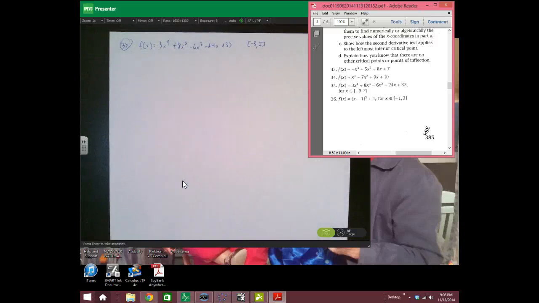Okay, so here's 35 from the worksheet. The difference with this one, and there's two things. One is it's a much higher power, or not much higher. It's the fourth power function, still a polynomial though, and you're also in a closed interval. So they're not doing the whole domain for all reals. They're just doing from -3 to +2.